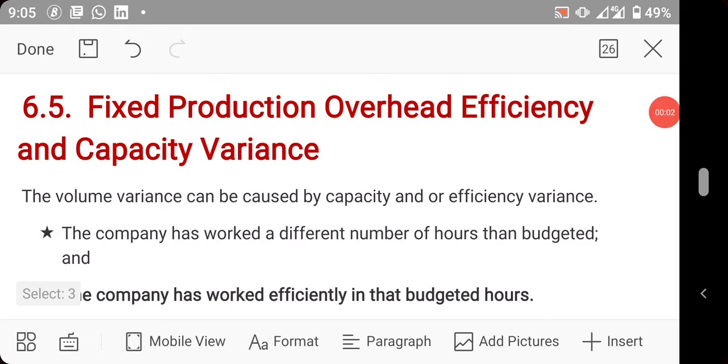Okay, welcome to today's class. So we are going to look at the remaining part of fixed production overhead variance.